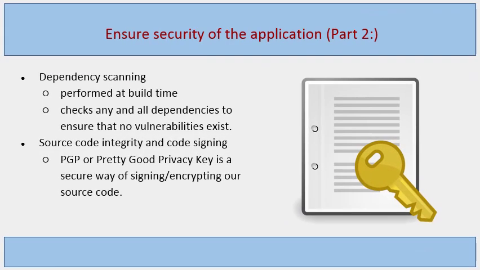In part 2 of ensuring security of the application, we do dependency scanning, which is performed at build time. What that does is check any and all dependencies to ensure that no vulnerabilities exist. Then we look at our source code to make sure of source code integrity and code signing. PGP, or Pretty Good Privacy key, is a secure way of signing and encrypting our source code.